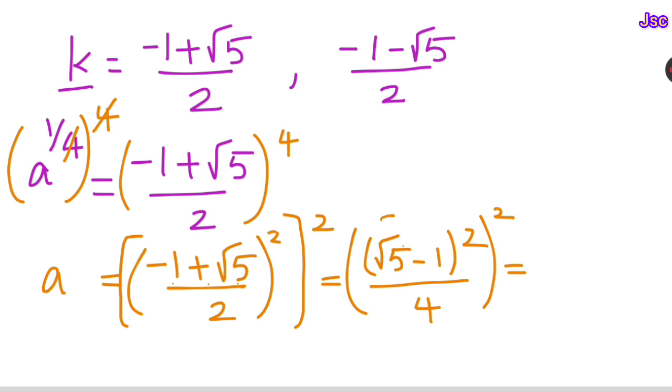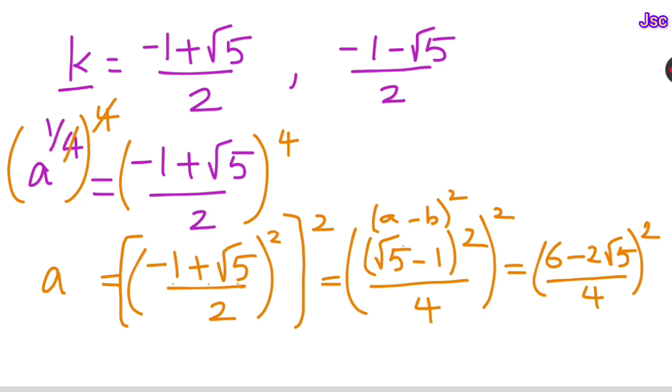It is in the form of (a minus b) whole square. So what's the formula? a square, that is root 5 whole square. After square and square root get cancelled, we get only 5. Let's take 5 plus b square, that is 1 square which is 1, minus 2ab, that is 2 root 5. So 5 plus 1 gives 6, 6 minus 2 root 5, that is (root 5 minus 1) whole square value over 4 whole power 2.